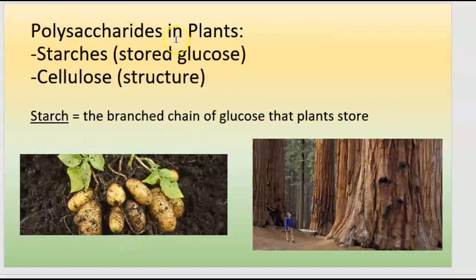Polysaccharides, many sugars in plants. Again, starch and cellulose. Starch is for stored glucose. Cellulose is for structure. So starch is the branched chain. Are you picking up the pattern I'm saying here? Starch is the branched chain of glucose that plants store. So what you need to write down here is starch equals plants.